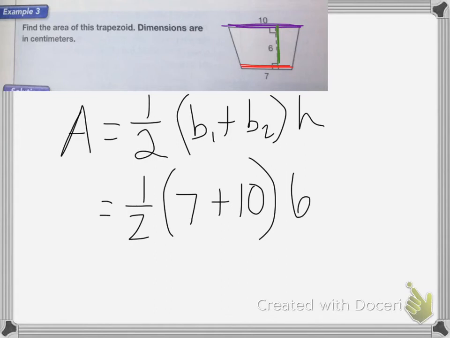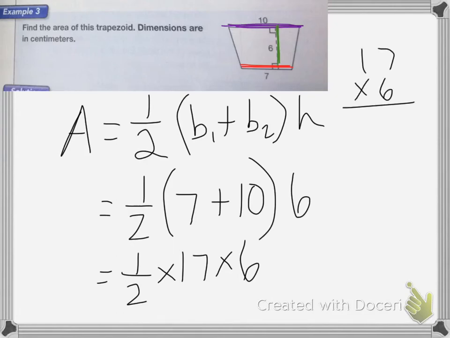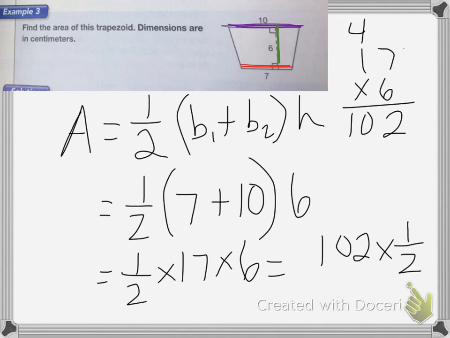So I have 1/2 times 17 times 6. I'm going to do 17 times 6 first. 6 times 7 is 42, carry the 4. 6 times 1 is 6, plus 4 is 10. So that equals 102 times 1/2. Basically it's 102 divided by 2, which is equal to 51 centimeters squared.